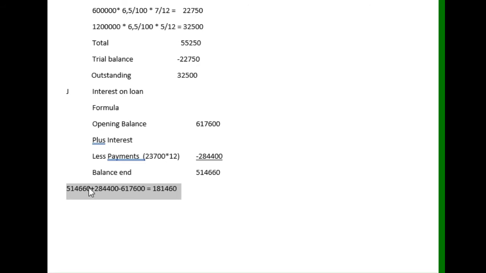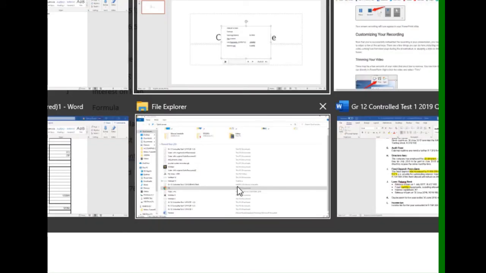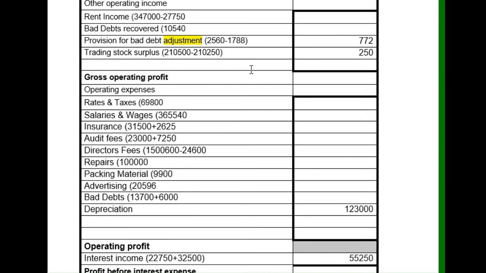So I'm going to say 514,660 plus 284,400 minus 617,600 gives me 181,460. So my interest is 181,460. If I now want to check myself, I can always take 617,600 plus 181,460 minus 284,400, and it should still give me 514,660. So the amount I was looking for is 181,460.